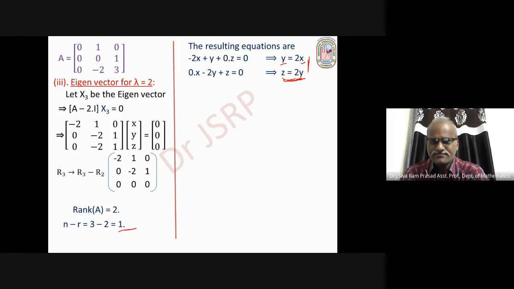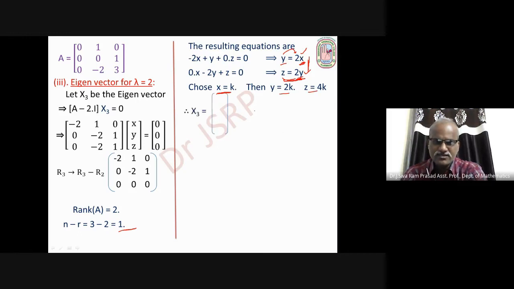x equal to k. If you choose x equal to k, then y equal to 2k. As y equal to 2k, z is 2 into 2k, 4k. Okay, so you get integers. So I choose x equal to k to avoid fractions. So if you choose x equal to k, from first equation, y equal to 2k. From second equation, z equal to 2 into 2k, that is 4k. So x = k, y = 2k, z = 4k.